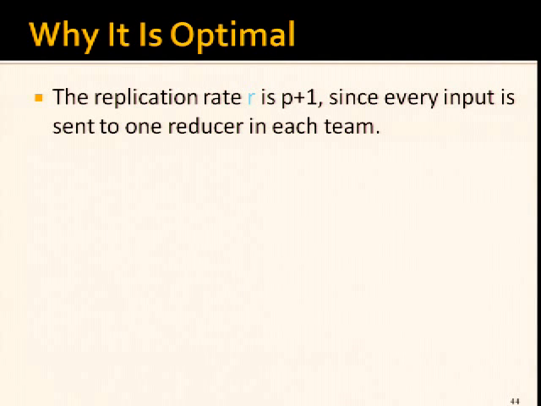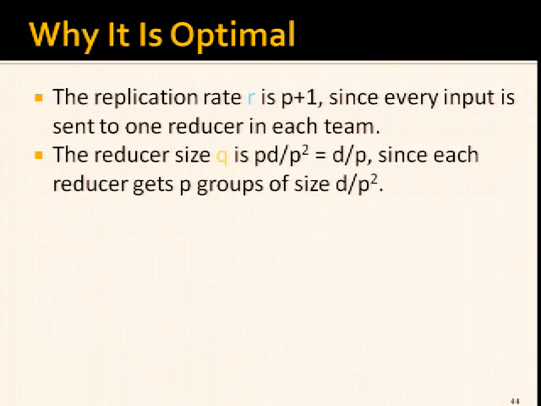Now, I'm running out of time here. So I claim it's optimal, at least for those Q and D for which there is a prime P whose square divides D. The replication rate is P plus 1, since every group, and therefore every input, gets sent to one reducer of each of the P plus 1 teams. The reducer size is D over P, and the argument is this: a reducer gets P groups. Each group, remember, is of size D over P squared, because P squared is the number of groups. And P times D over P squared is D over P.